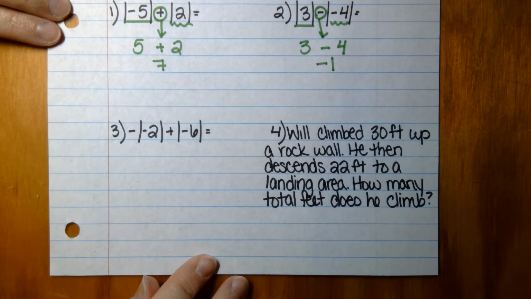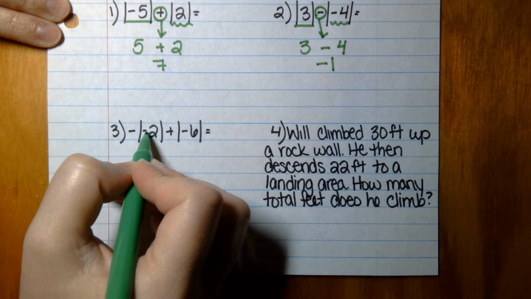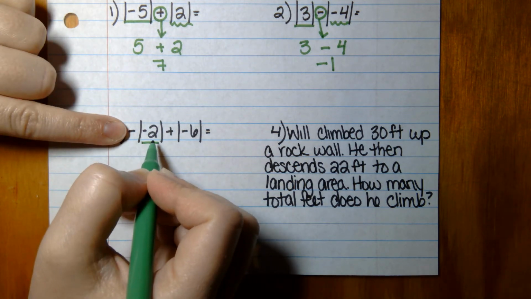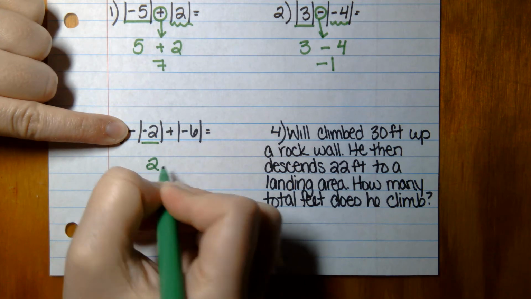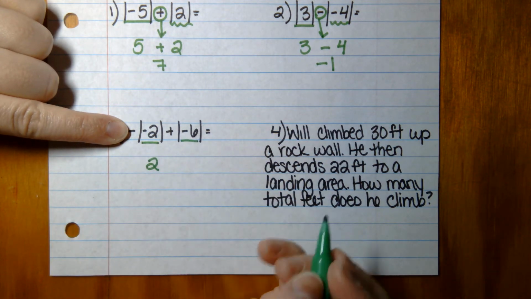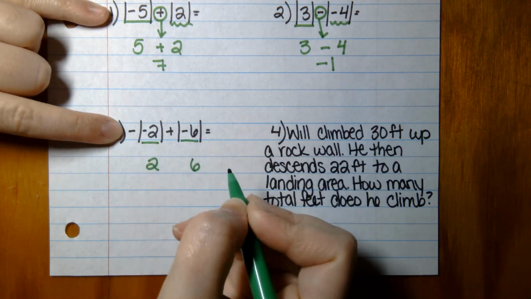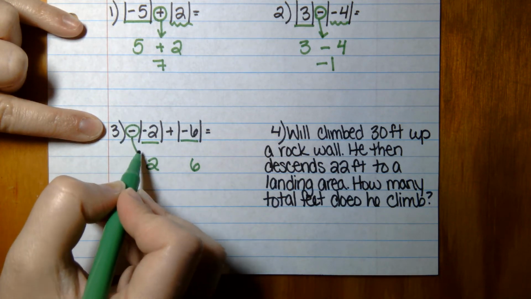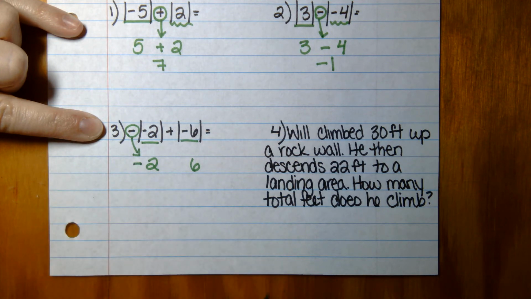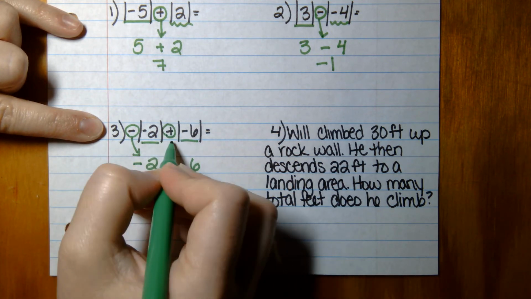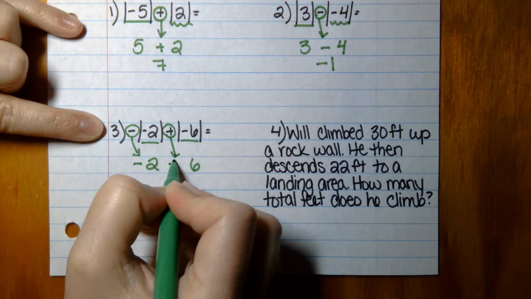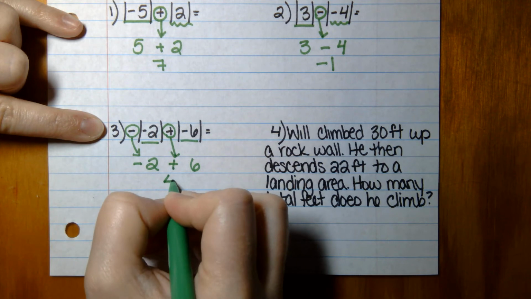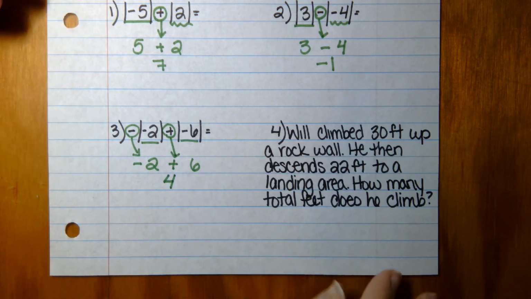If we look at example 3, again, work them individually. So if I have the absolute value of a negative 2, it's going to be a positive 2. I have the absolute value of a negative 6, it's going to be a positive 6. I bring down my signs, so since this negative is in front, it needs to be in front of the 2. Now I have a positive, or an addition, and I'm going to add 6 to it. So negative 2 and positive 6 is going to give me a positive 4.